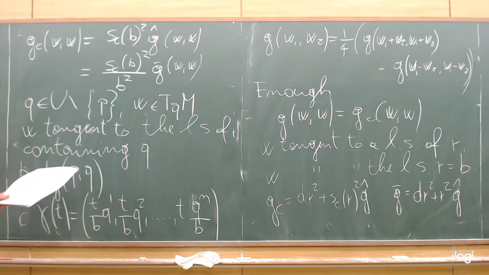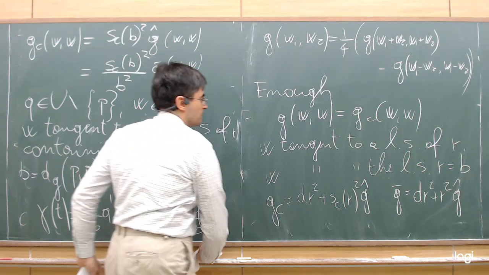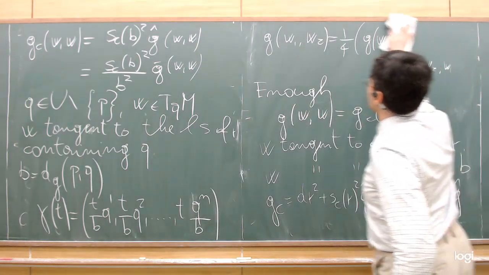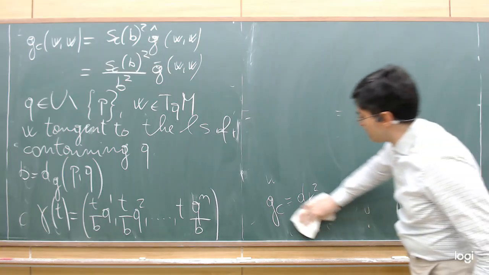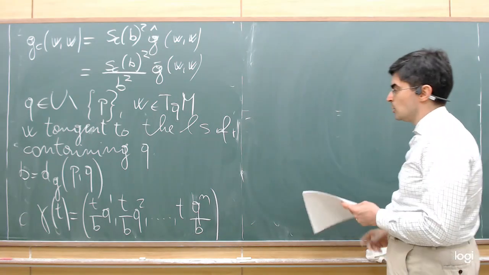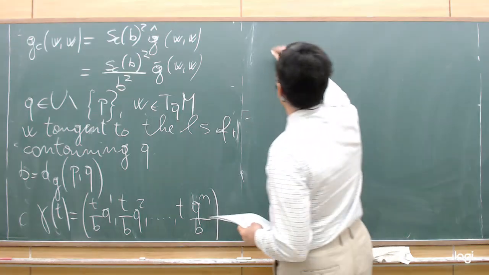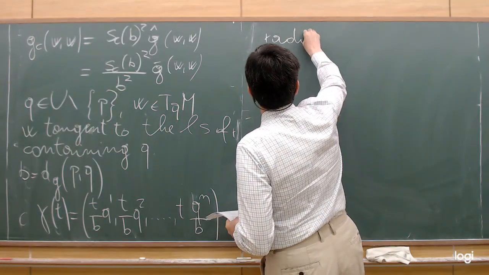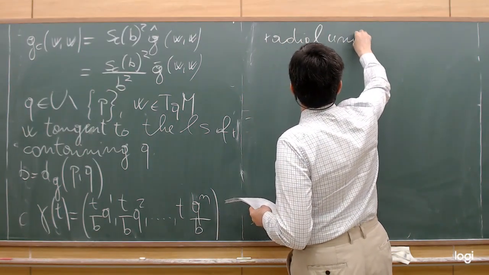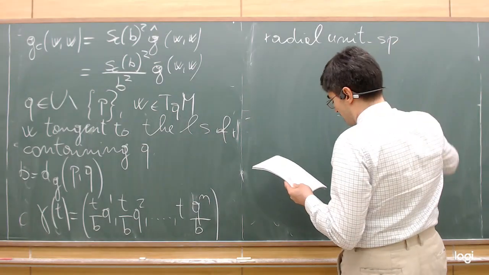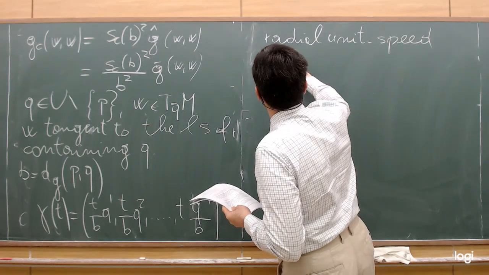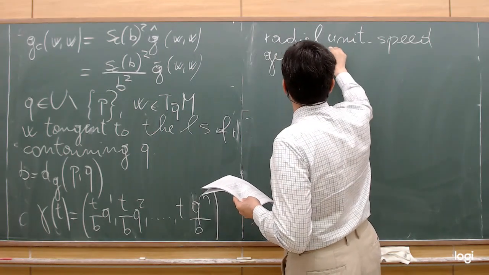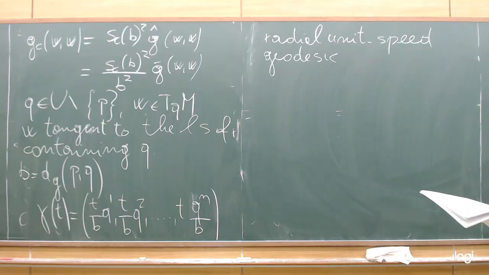is the coordinate representation of a radial unit speed geodesic joining P to Q.